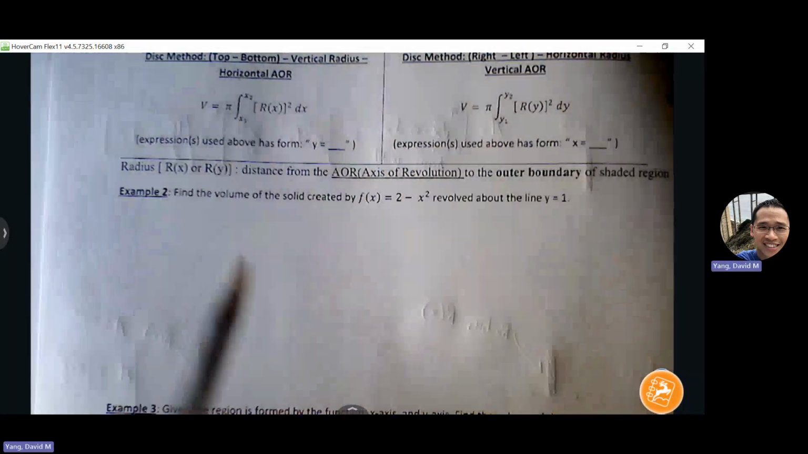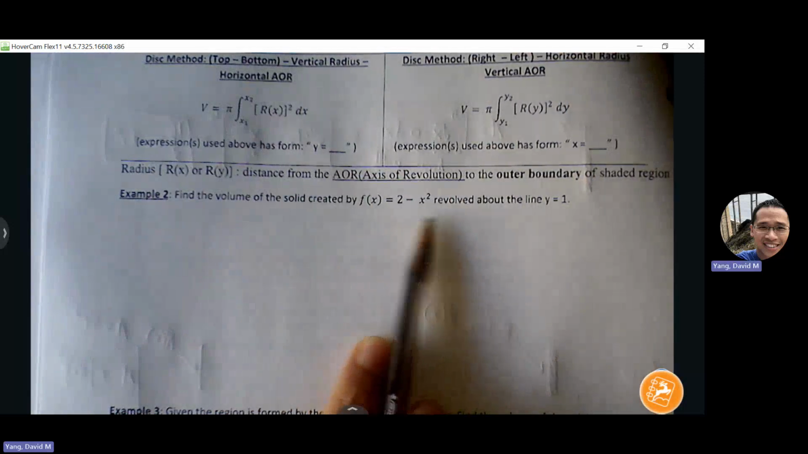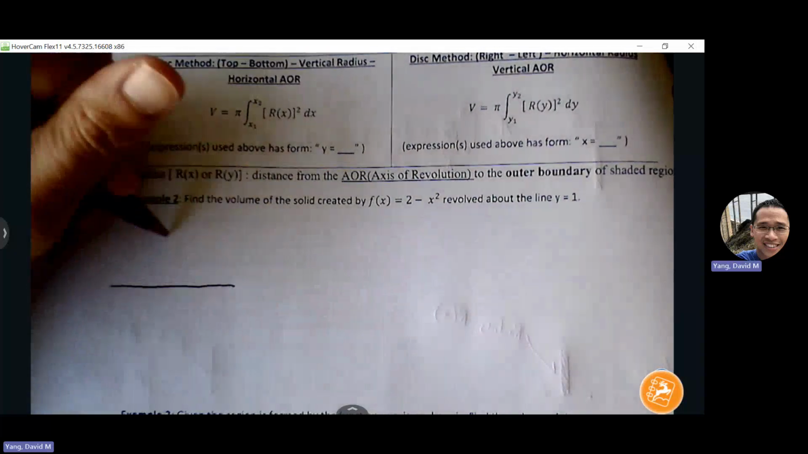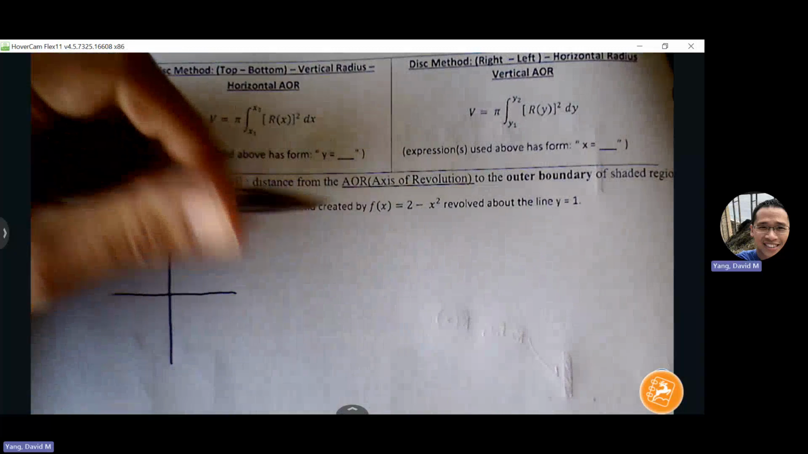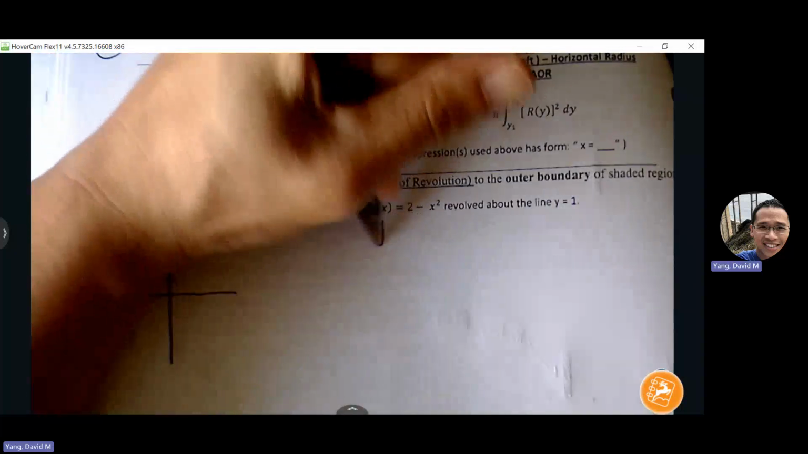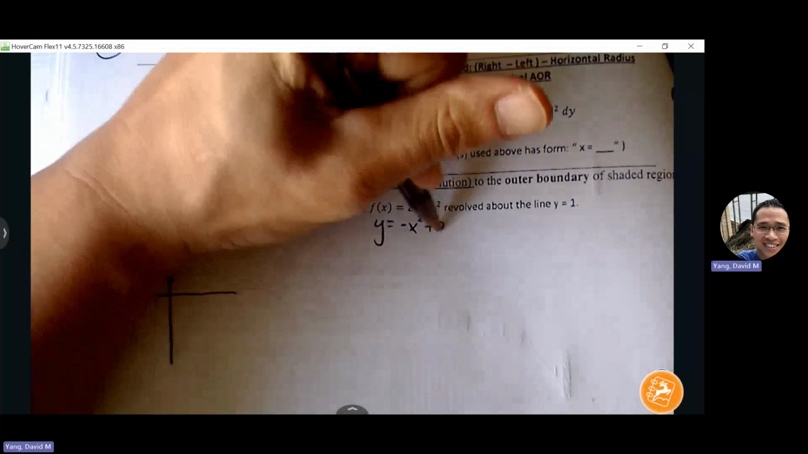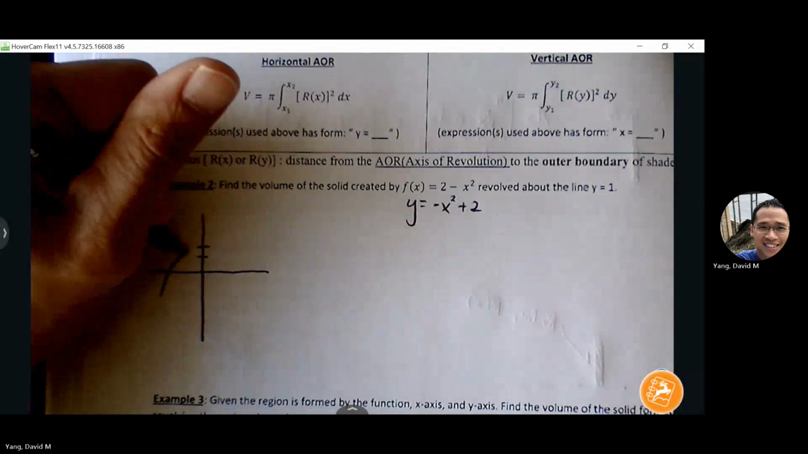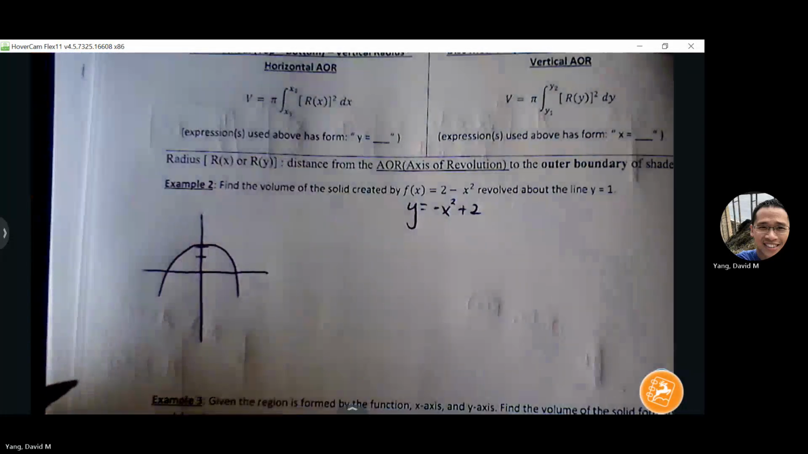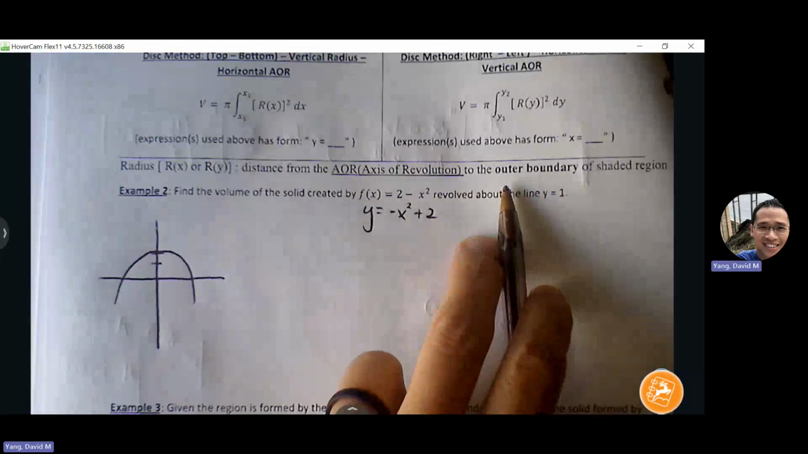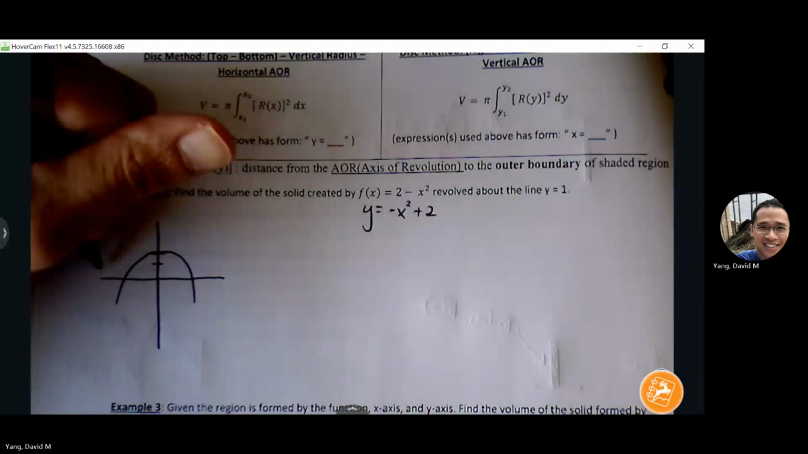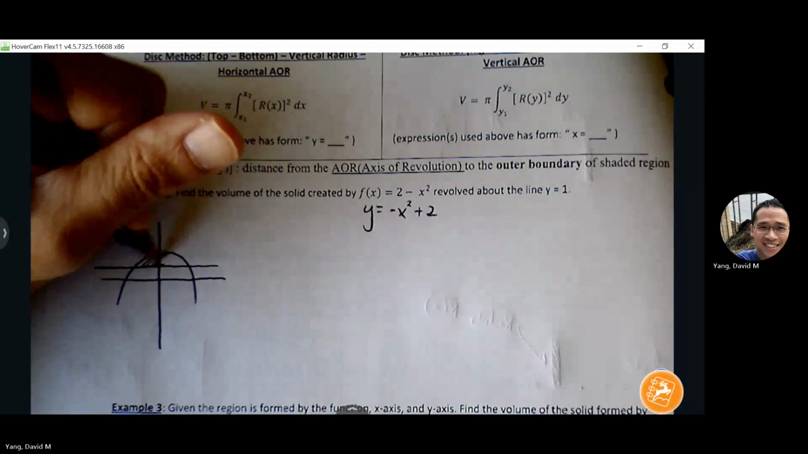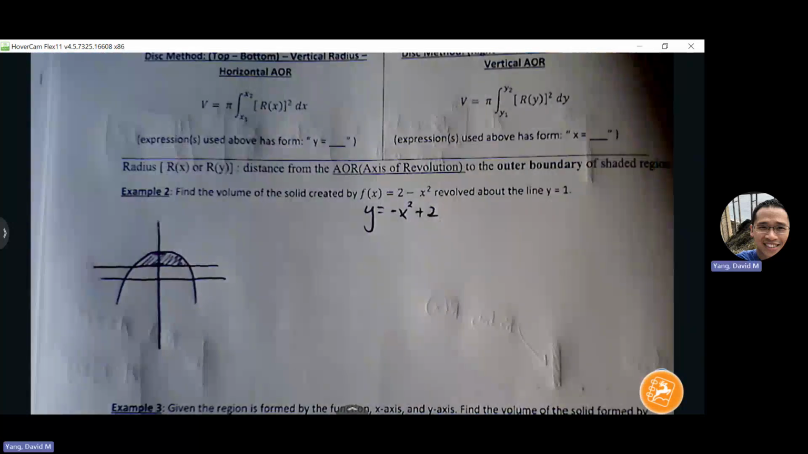It says find the volume of the solid created by y equals 2 minus x squared, revolving about the line y equals 1. So let's sketch that graph out a little bit here. y equals 2 minus x squared, that's just a parabola that opens down with a y-intercept of 2. Same thing as y is equal to negative x squared plus 2. But the other boundary is y equals 1, so it's going to be over here. So really, I'm just dealing with that shaded region there.